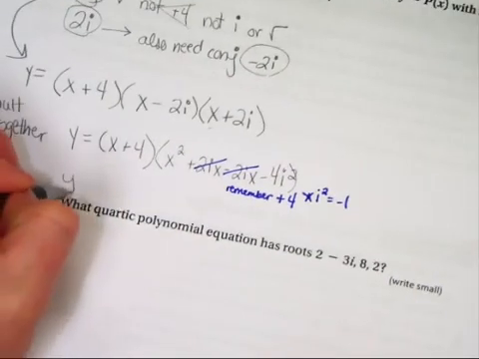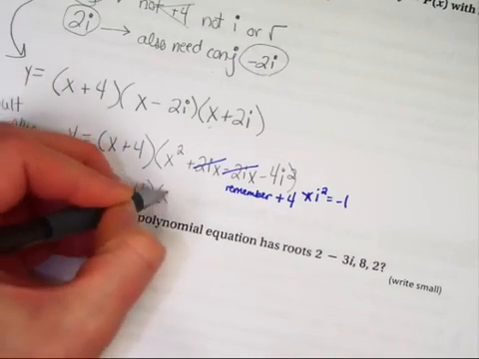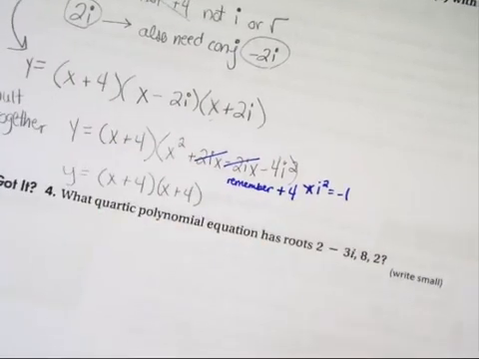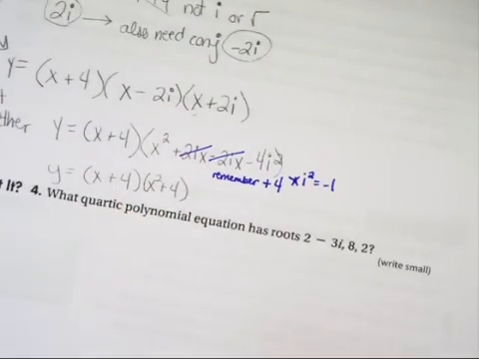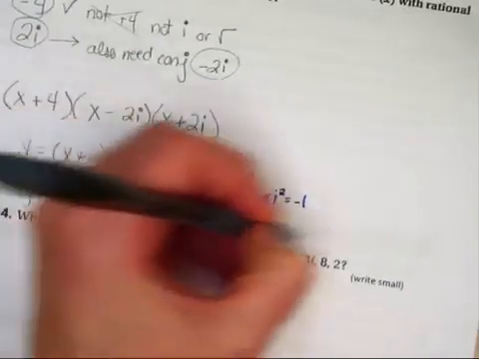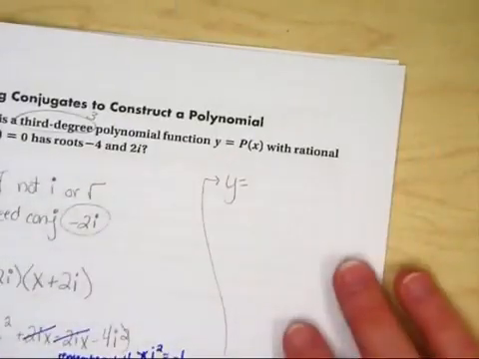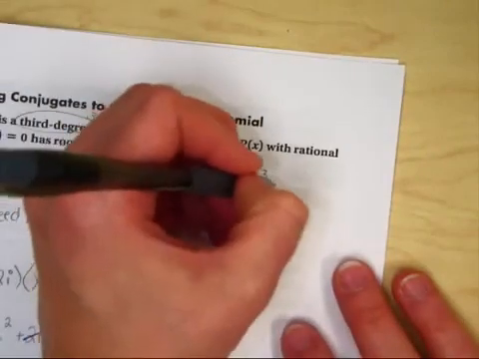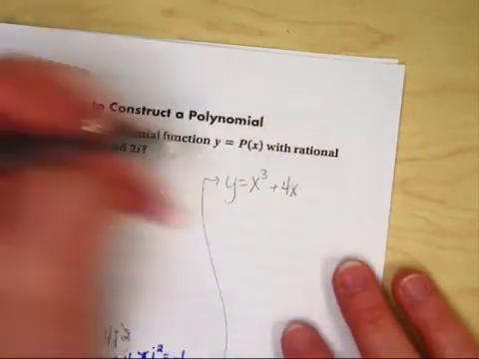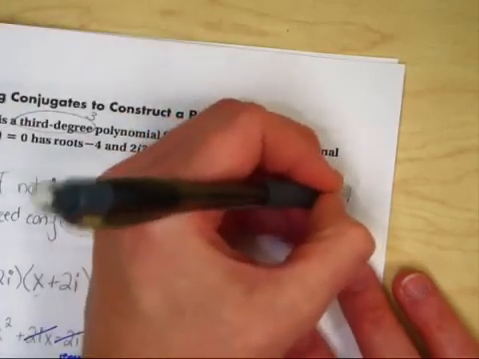So I'm going to rewrite this as y equals x plus 4 times x plus 4. Or excuse me, this one's x squared plus 4. Now I'm going to move up here and FOIL this together. Y equals, just FOIL them, x times x squared is x cubed plus 4x plus 4x squared plus 16.